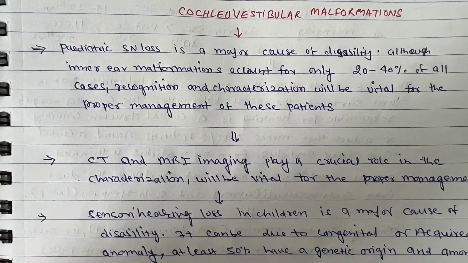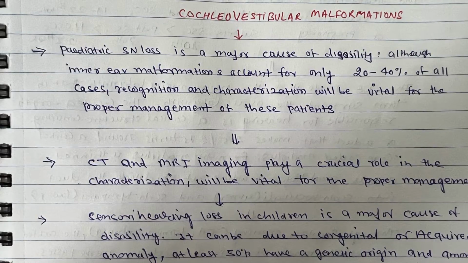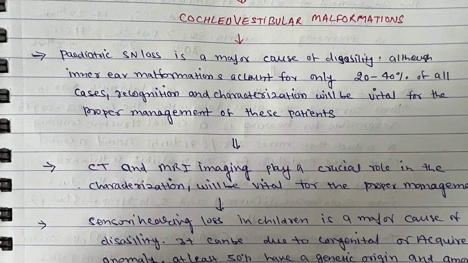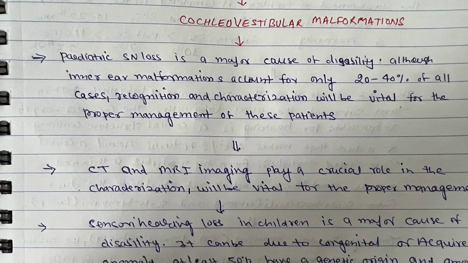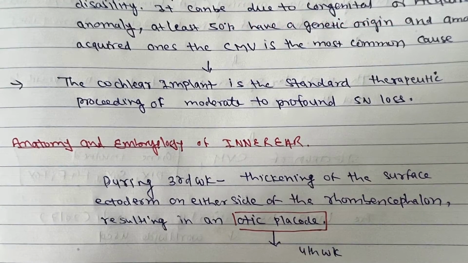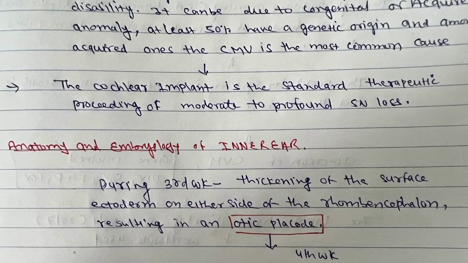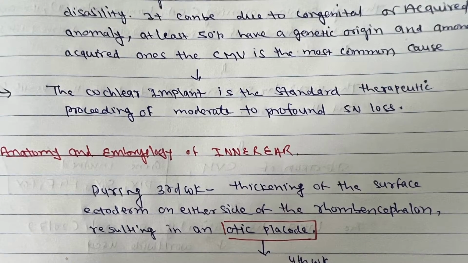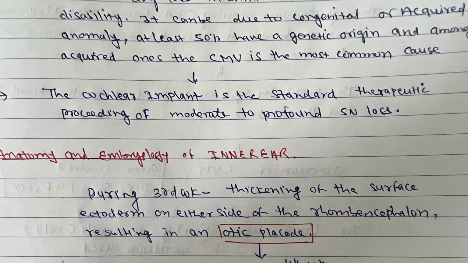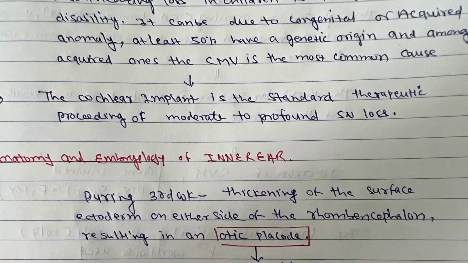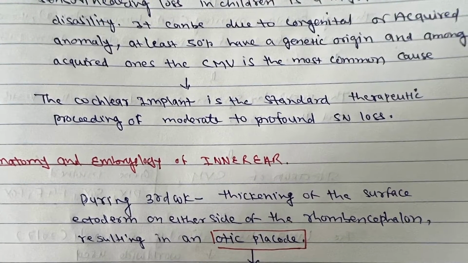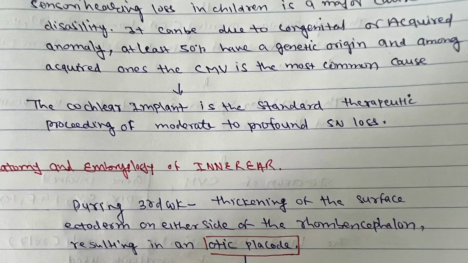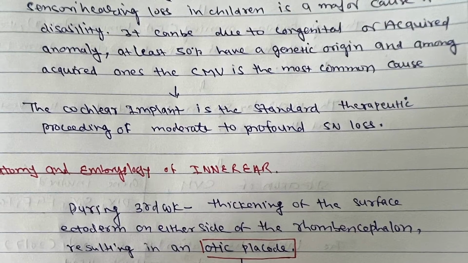Now let's talk about the anatomy and embryology of the inner ear. During the third week, thickening of the surface ectoderm on either side of the rhombencephalon results in the formation of the otic placode. At the fourth week, it develops an otic pit, and after some time the otic pit disappears, leading to otocyst formation. The development of the cochlea is completed by the 8th week, the vestibule develops by the 11th week, and the semicircular canals by the 19th to 22nd week: first the superior canal, then the posterior canal, and at last the horizontal semicircular canal.